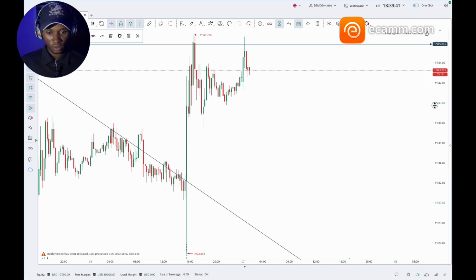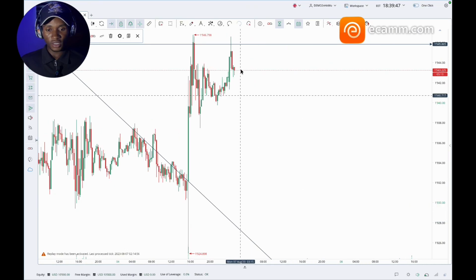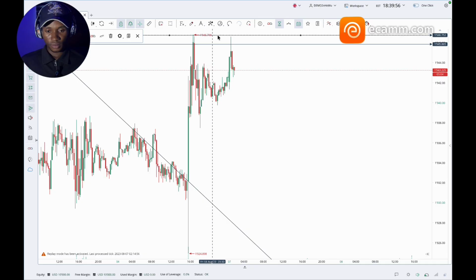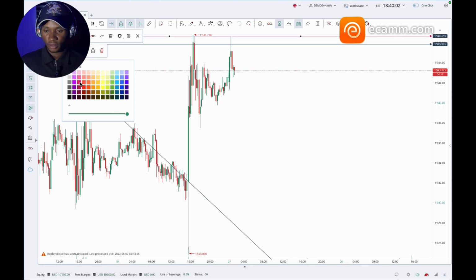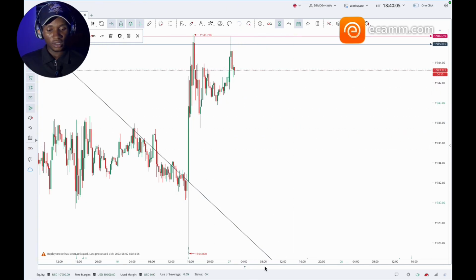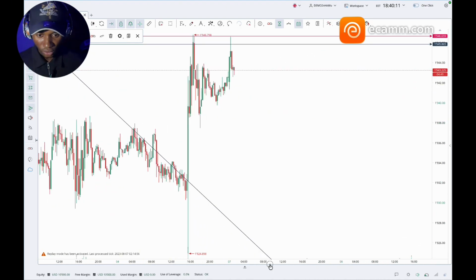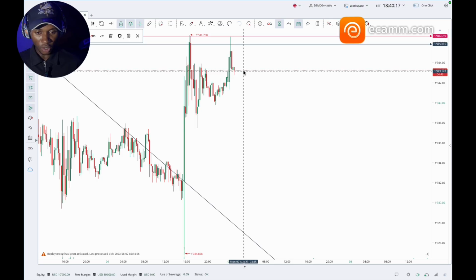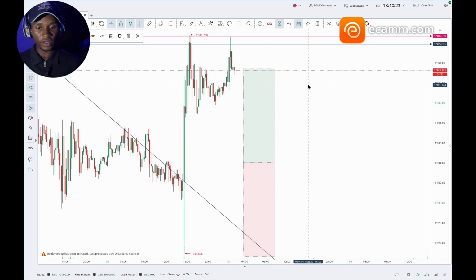Okay, so we're looking for an M pattern to form, or a double top. And over here now, you can see this clear double top that formed in 15 minutes. Let me use a red horizontal ray. So you can clearly see this double top that formed. What I want to do is draw my risk to reward. I'll be entering after this red candle closes. So you want to enter after the red candle closes.